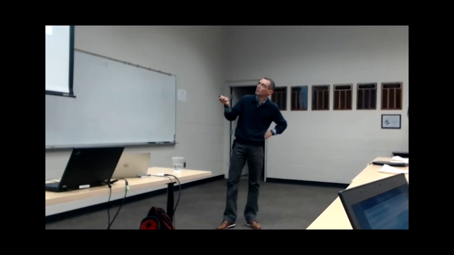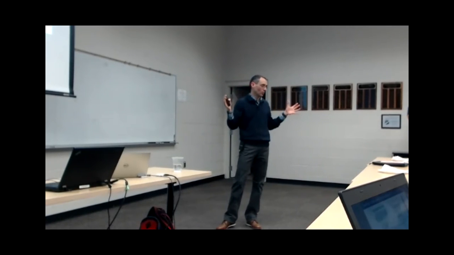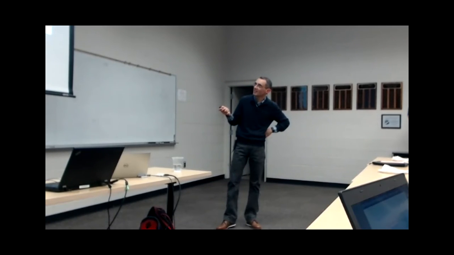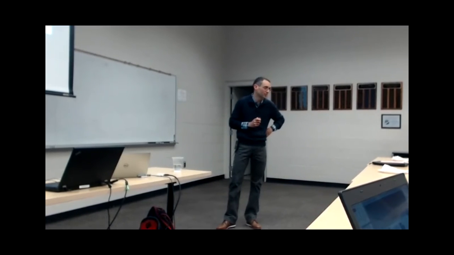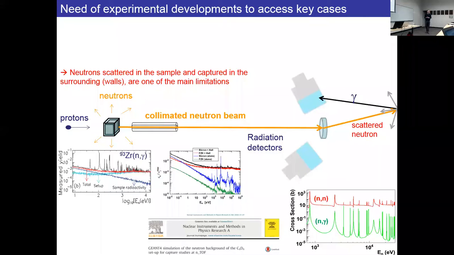So these are Monte Carlo simulations done with and without hull, so with and without walls. And you can see that exactly in the energy range of interest for astrophysics, neutron captures in the hull, so in the walls, are dominating the background level. And this is actually more or less the same trend that you see here in this measurement of zirconium 93. One possibility would be to ship the full detection system to space and do it there, but it would be much more expensive.